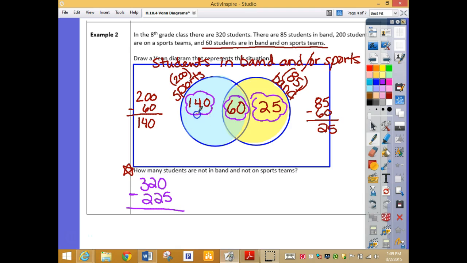So we need to go to the total just like you did. So we have 140, 60, and 25. That ended up to be 225. What do I get when I subtract? 95. 95 what? Students. Students not in either. So 95 students not in either one.